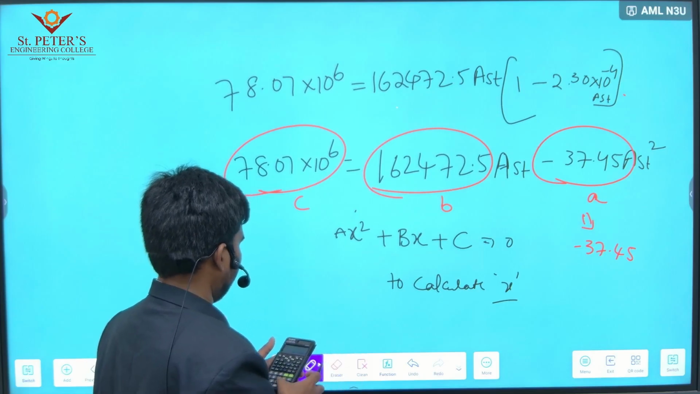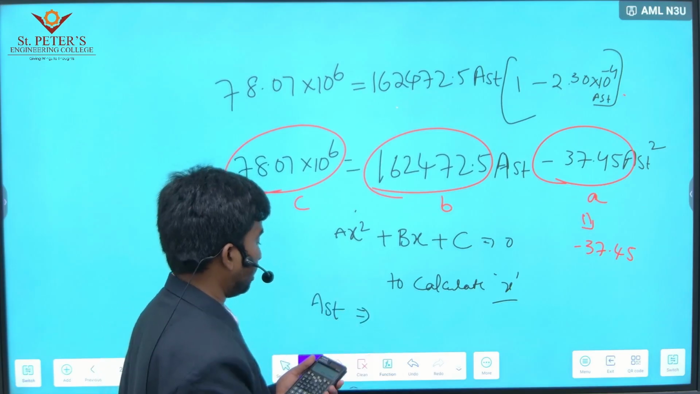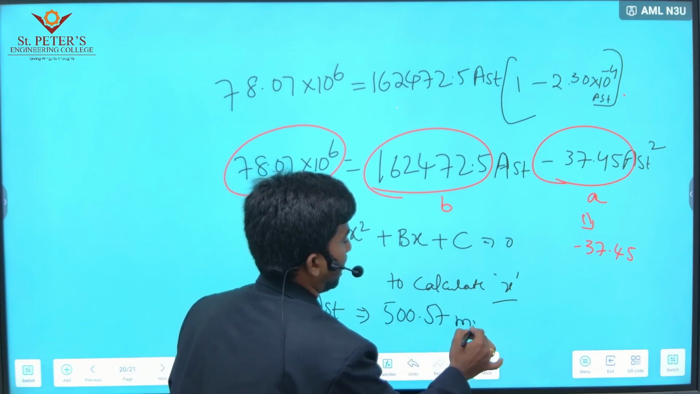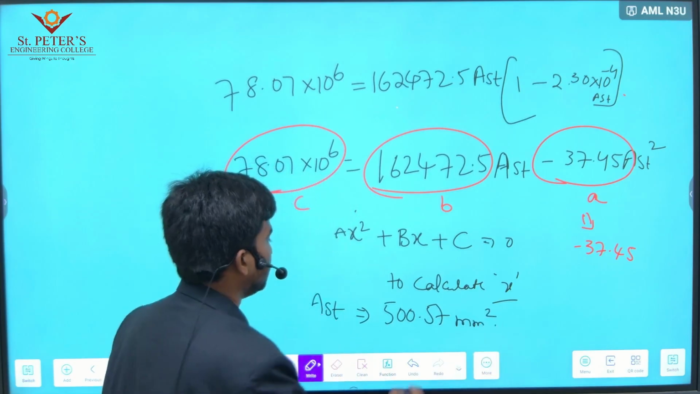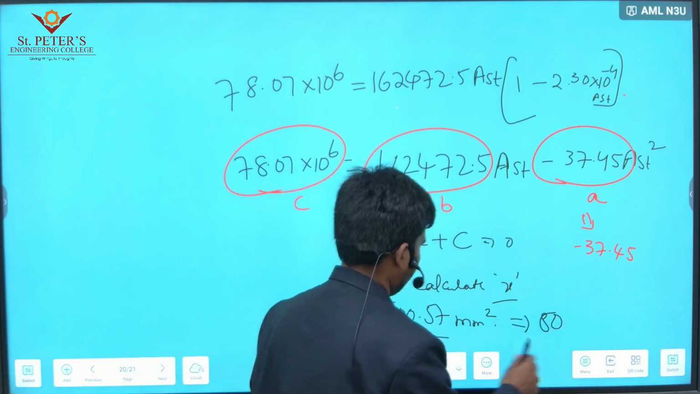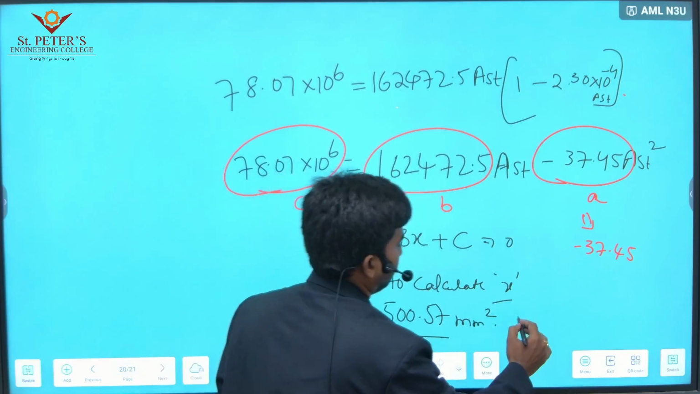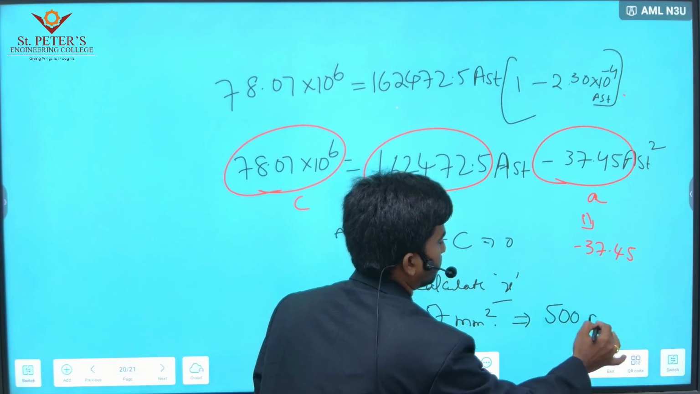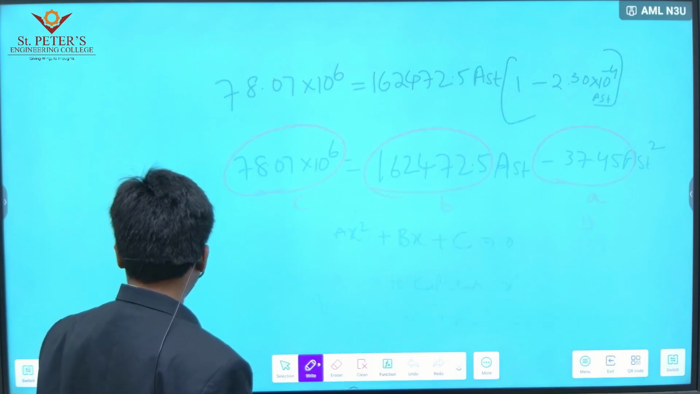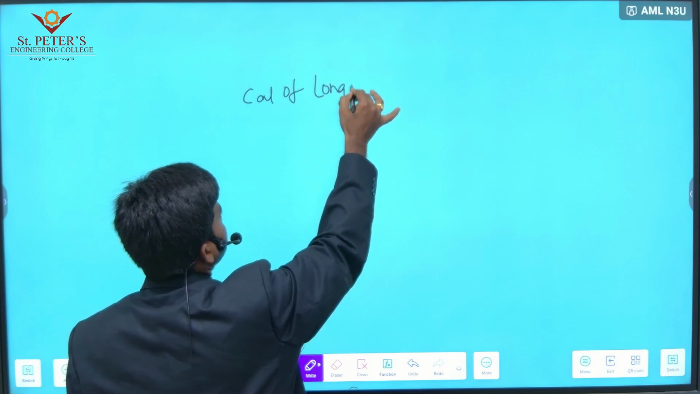So we got the value of AST. After calculating, the AST value is nearly 500.57 mm square. You got the value 500.57 mm square. Nearly, we are taking that as 500 mm square. We got the value of area of steel. And the next step is calculation of longitudinal bars.